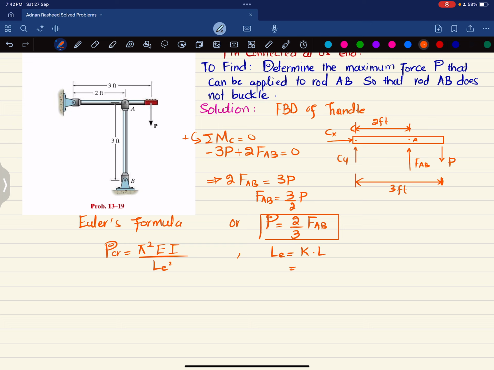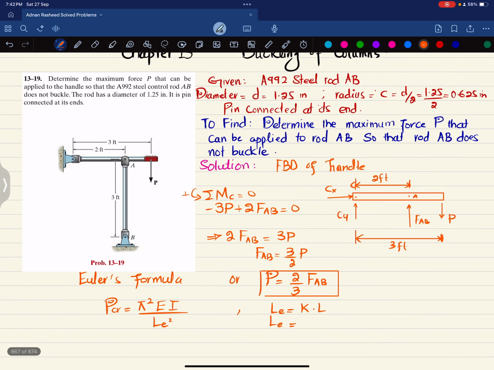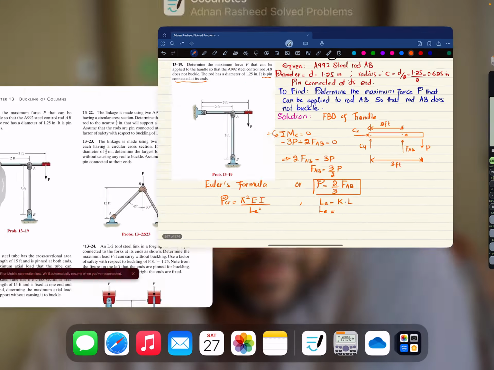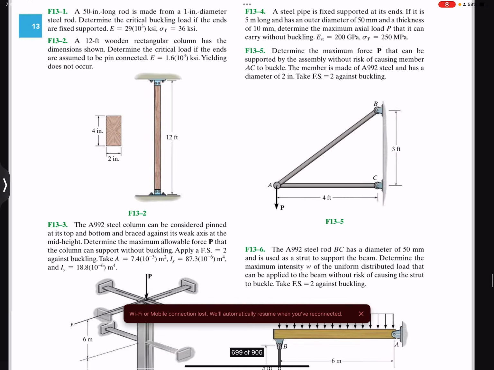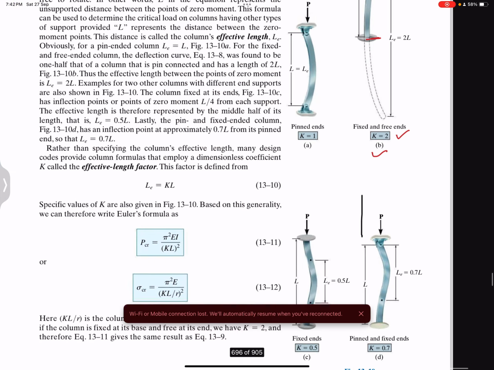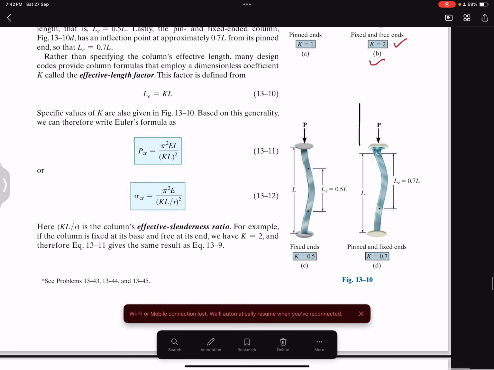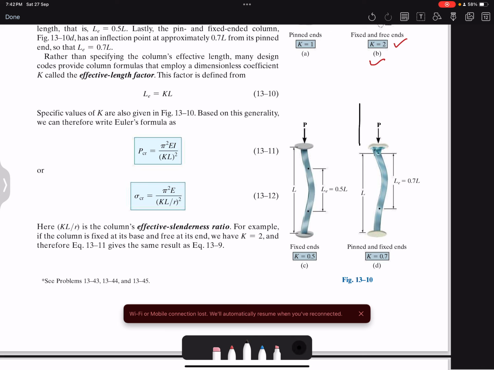Now what is K? K is a factor and can be obtained from the book. It is given that the column is pin ended at both sides, so for that K is equal to 1. I will go to the book and show you where it is given. So here you can see the first scenario is pin ended. K is equal to 1.